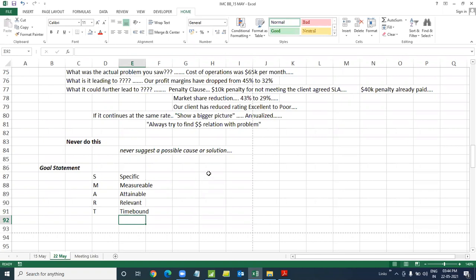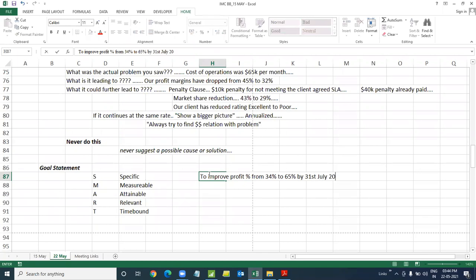Specific, I will be talking about like I'll improve. So I'm going to write down a goal statement. Let's tally whether it's a SMART statement or not. To improve profit percentage from say 34% to say 65% by say 31st July 2021. That is all. Honestly, if I write anything more than this, I'm inviting trouble. It's always the logic of KISS.